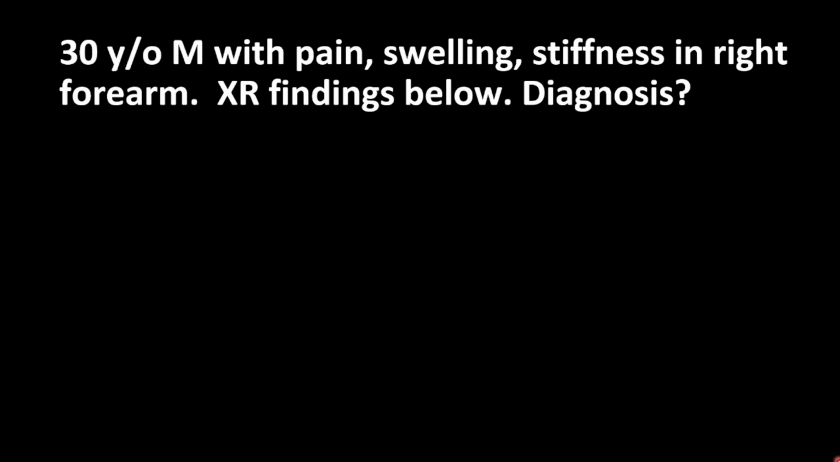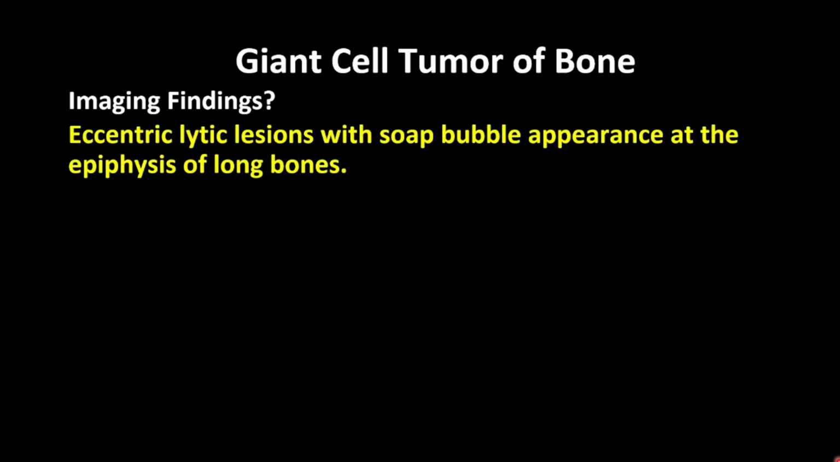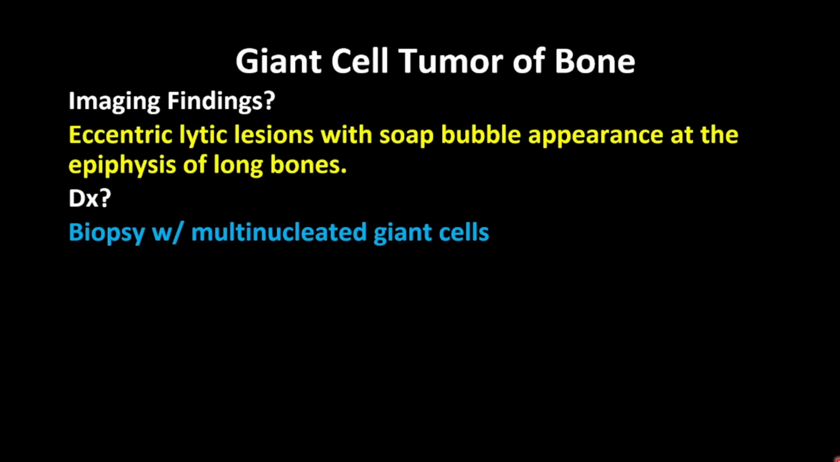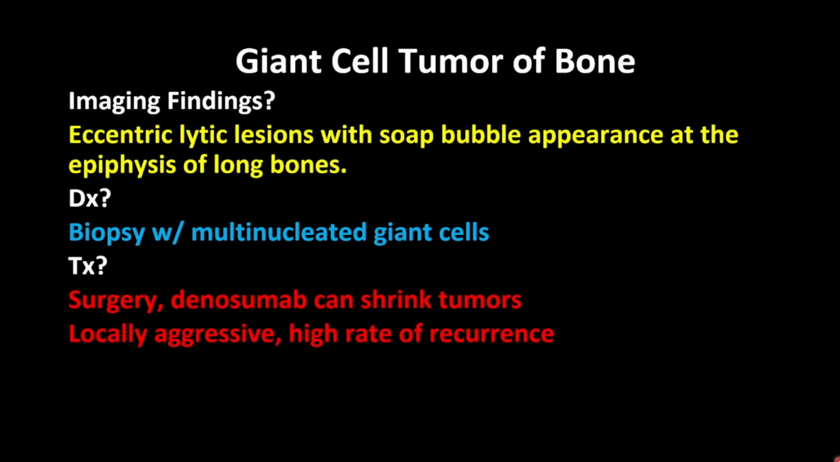All right, last couple of cases. Now we have a 30-year-old gentleman with pain, swelling, and stiffness in the right forearm. The X-ray findings are below. So you can see that lytic lesion on the distal radius. So what is this concerning for? This is a giant cell tumor of bone. On the imaging findings, you'll see these lytic lesions with a soap bubble appearance. And on diagnosis, you'll see multinucleated giant cells on biopsy. Treatment typically involves surgery, but these can be locally aggressive and have a high rate of recurrence.